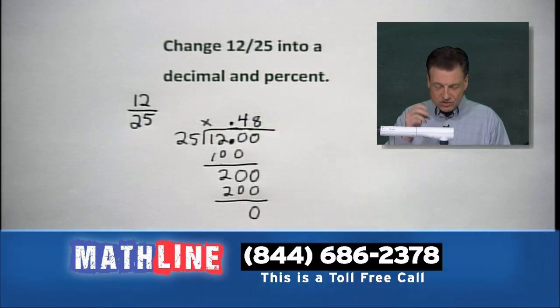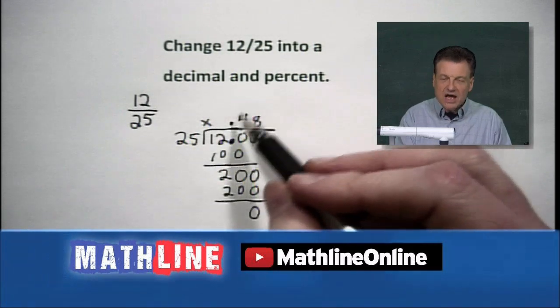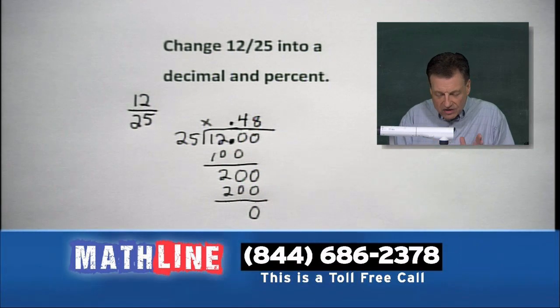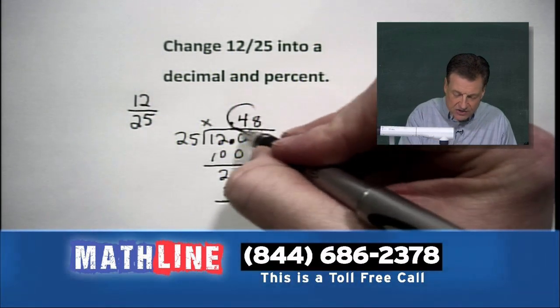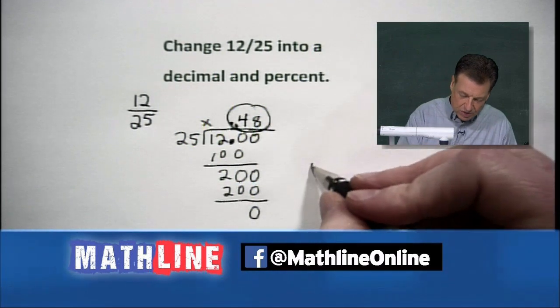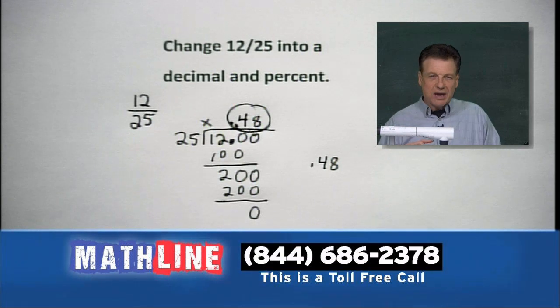Now remember, 12 out of 25 is pretty close to 1/2, and 48 hundredths is pretty close to 1/2, which would be 50 hundredths. So in regards to what we have here, that's your decimal form. Now, I mentioned we're going to change it to a percent, so let's write this down here just a second. It's really easy to change a decimal to a percent.